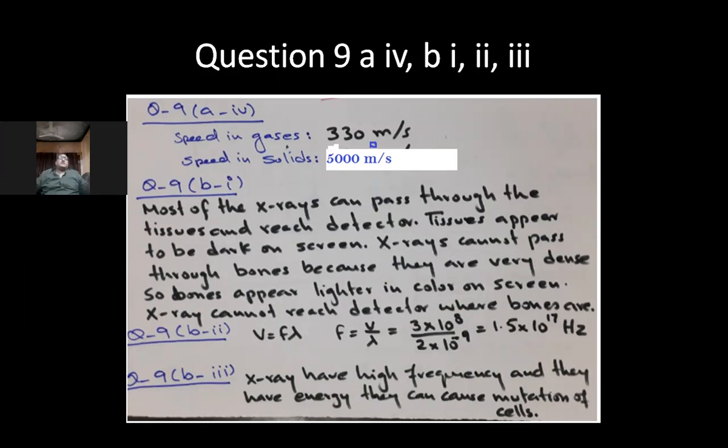Okay, now the question we are doing is question number 9B, first part. Most of the X-rays can pass through the tissues and reach the detector. Tissue appears to be dark on screen. X-rays cannot pass through the bones because they are very dense. So bones appear lighter in color on the screen. X-rays cannot reach the detector where bones are present. So this is how the image is formed on the X-ray. This is how the X-rays are used.